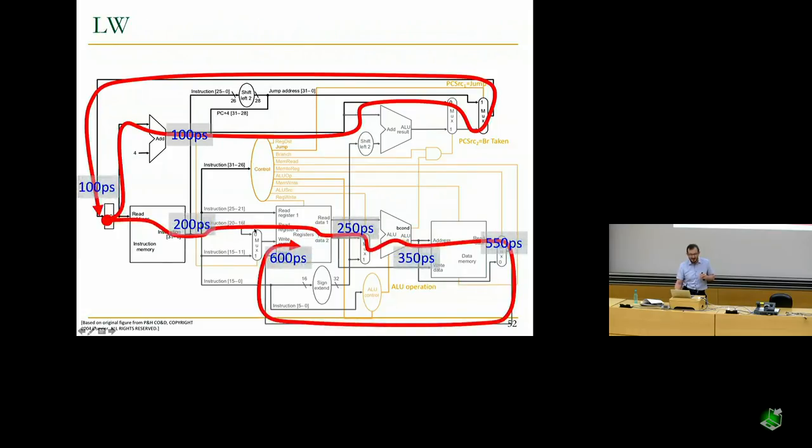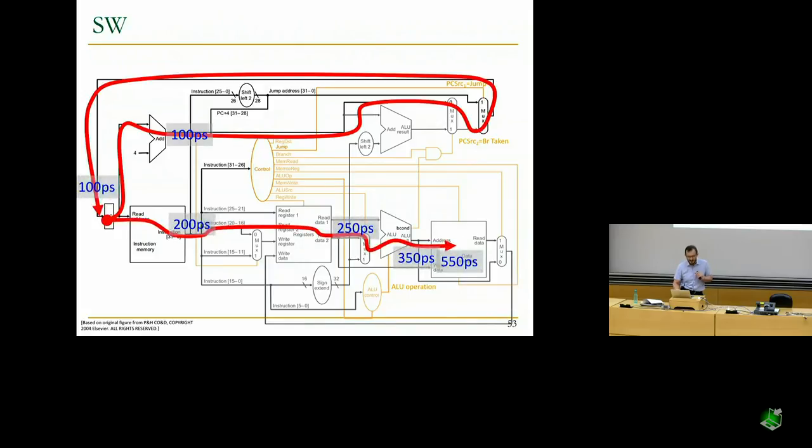For load word, this is the longest. As you can see, we exercise all of the structures as we've just discussed. That gives you 600 picoseconds. That's the critical path. Another potential critical path is this one, but this is usually very fast, because you don't need to go through a memory or even ALU in this case, right? This is just PC equals PC plus 4.